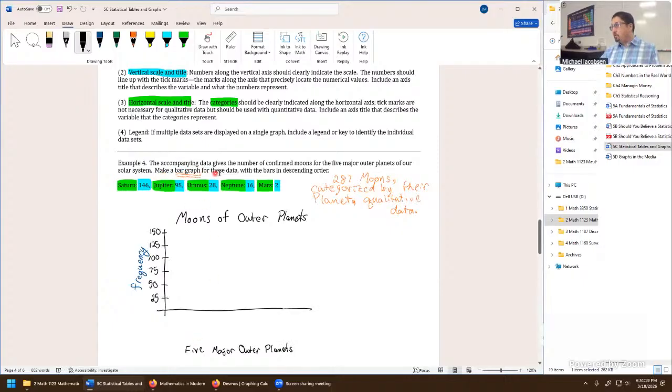Now, finally, it says make a bar graph with the bars in descending order. The data is given in a descending order, so it's kind of friendly for that. Start with Saturn.